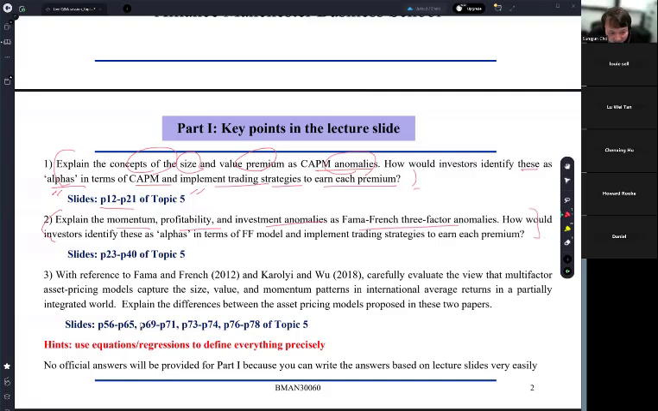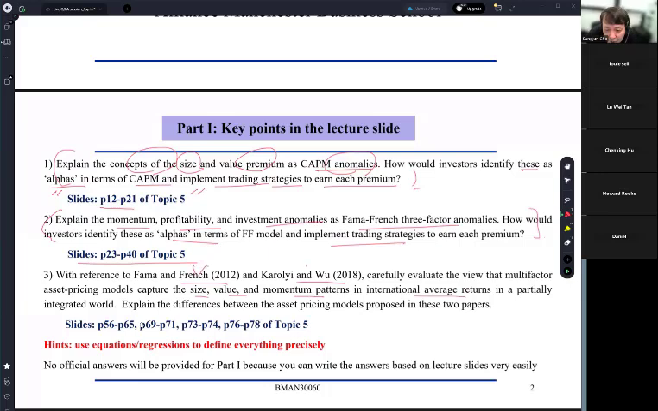And how would an investor identify these as alpha? You're going to use the regressions. How do we implement? You're going to use a winner minus loser strategy: implement winner minus loser, robust minus weak, conservative minus aggressive, right? So in page 23 to page 40 of topic 5, or you can use the key points in the review slide. Finally, this is the one I'm going to talk about this Friday. With reference to Fama-French 2012 and Karolyi and Wu 2018, carefully evaluate the view that multiple asset pricing models capture size, value, momentum patterns in international average returns.